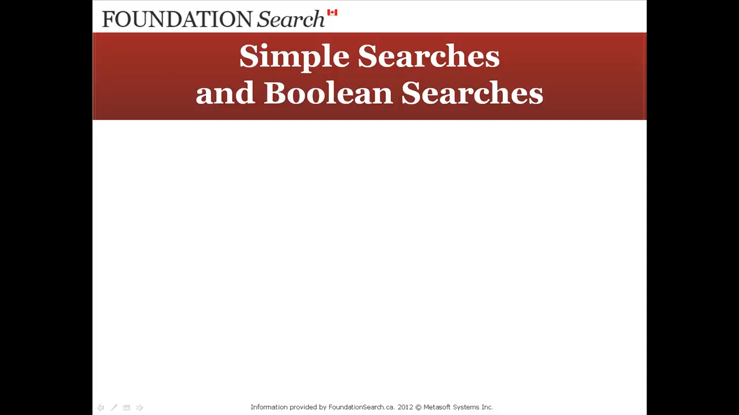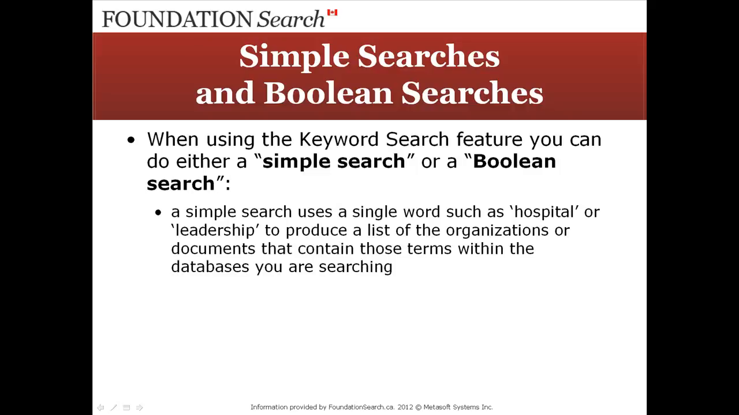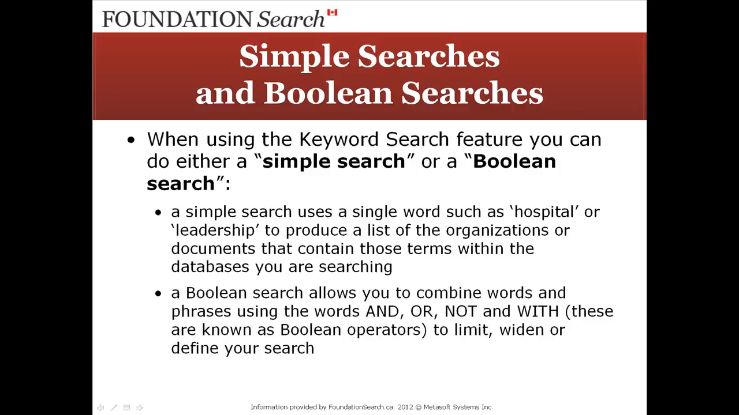Simple searches and Boolean searches. When using the keyword search feature, you can do either a simple search or a Boolean search. A simple search uses a single word such as hospital or leadership to produce a list of the organizations or documents that contain those terms within the databases you are searching. A Boolean search allows you to combine words and phrases using the words and, or, not, and with. These are known as Boolean operators, to limit, widen, or define your search.